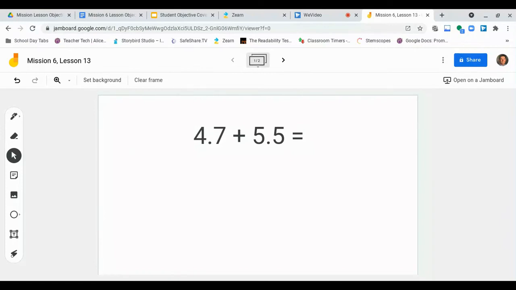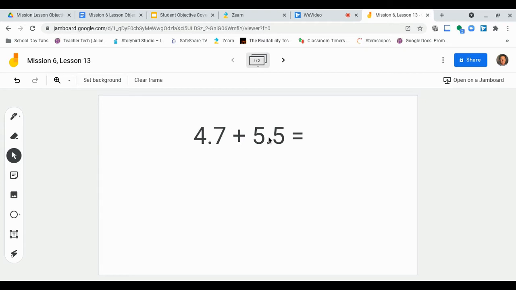Our first example wants us to add 4 7/10 plus 5 5/10. All right. So again, the skill we're using today is we want to convert these into fractions and then add them and then rename them again as a decimal. So we're starting as a decimal, we're going to fraction form, and then we're going back to decimal.